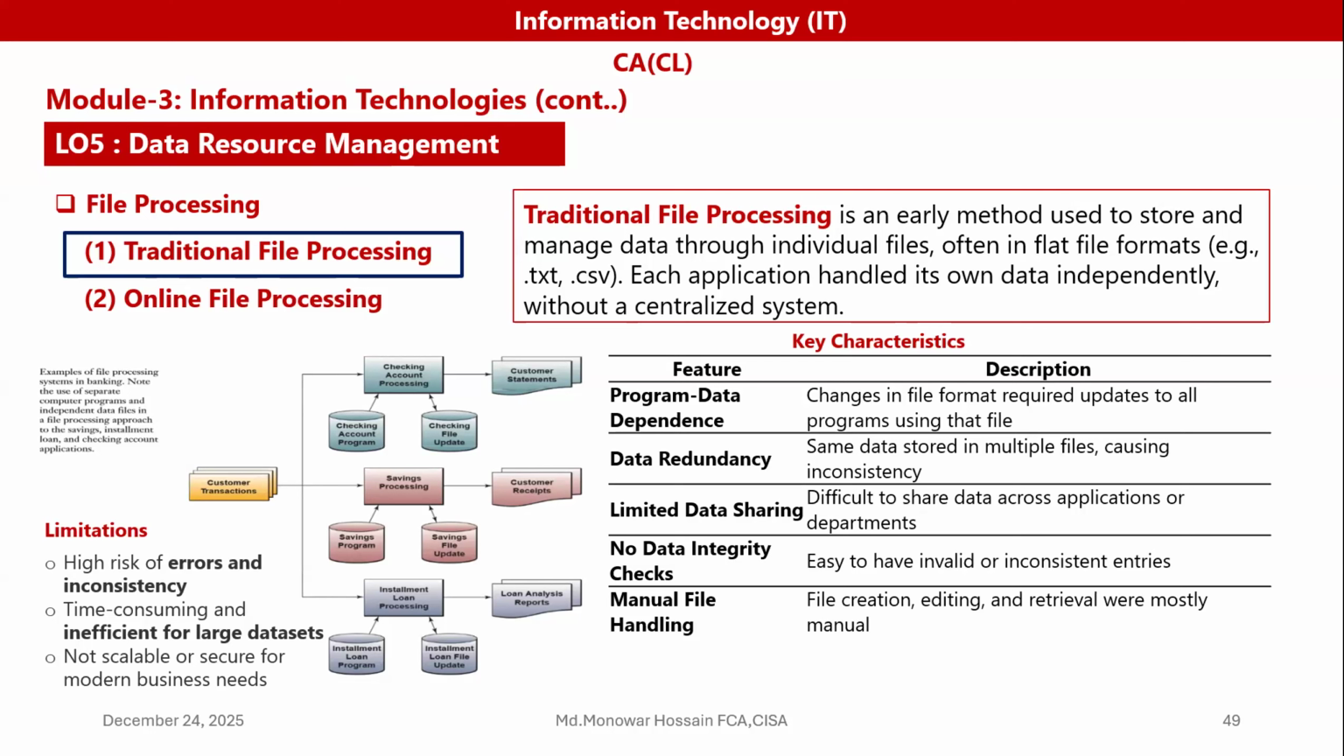That means inconsistency. Data can be shared only to a limited extent in traditional file processing, because it is difficult to share data across applications, departments, or users. All users cannot use the same data. There is no easy data integrity check, which leads to inconsistency. File handling is manual, because file creation, editing, and retyping were mostly manual, so duplicates are possible.